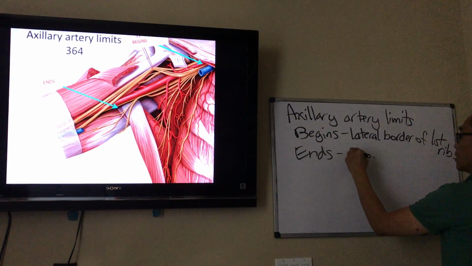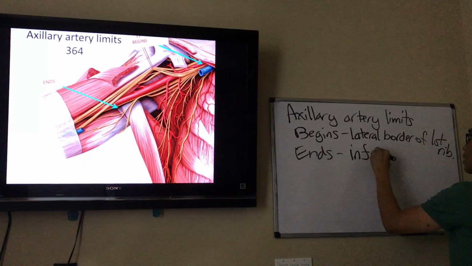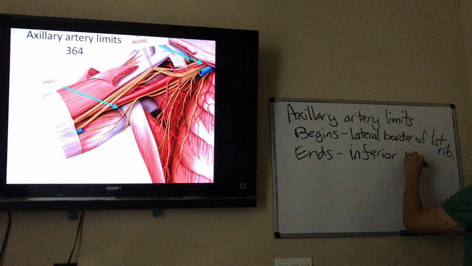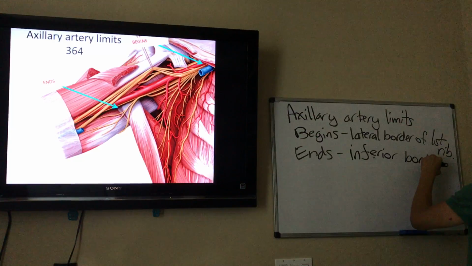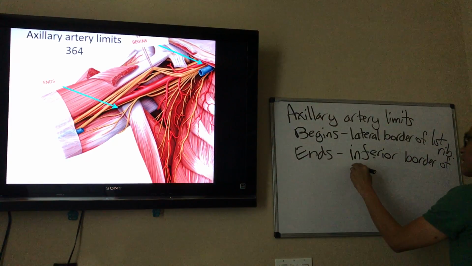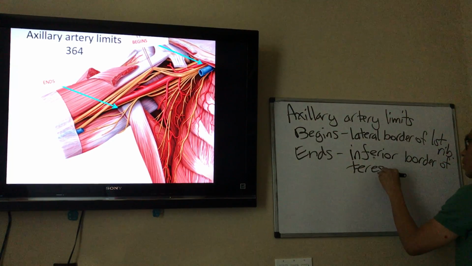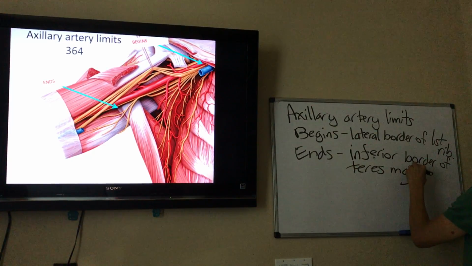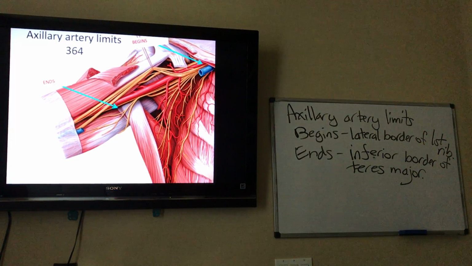It ends at the inferior border of teres major. It's a muscle. Those are the limits. Know the limits. Know these landmarks where the artery changes its name.